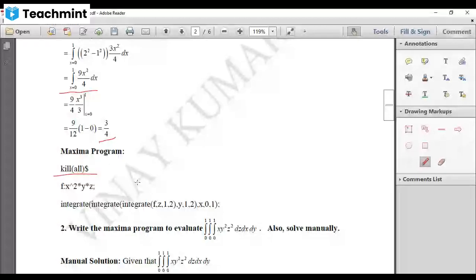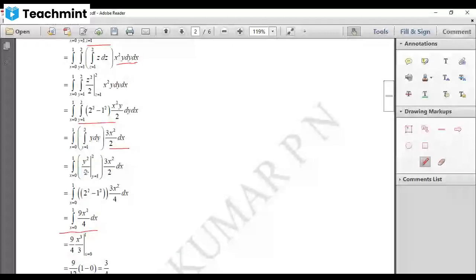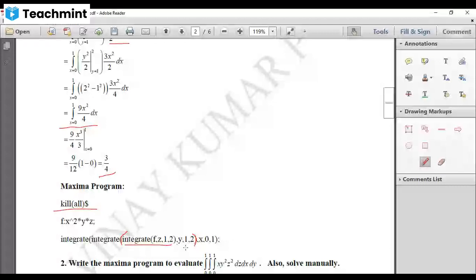Oh, sorry, this is the second one. Here, x square yz. First, you have to integrate with respect to z. z varies from where to where? 1 to 2. So this gives you integration of the given function with respect to z. Then you take one more integrate within that bracket, right? You have to integrate that answer with respect to y. So you take comma, this function, comma, y varies from where to where? 1 to 2. So this gives you this answer.